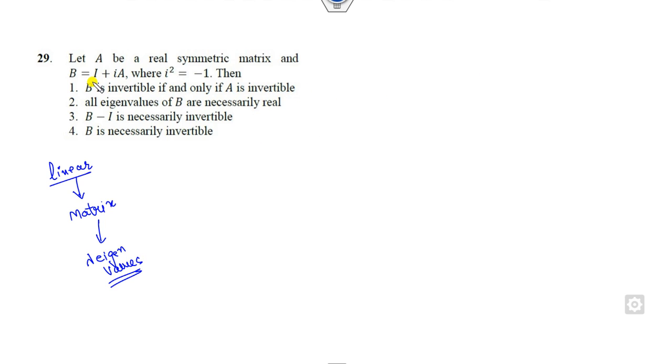What is given to you? This is a Part B question, so only one option is correct. A is a real symmetric matrix. So let's assume that lambda is an eigenvalue. What is the meaning of that? The eigenvalues are real. And what is the eigenvalue of B? Can you find the eigenvalue of B from here? It will be 1 plus iota lambda. Then you can think about the options.